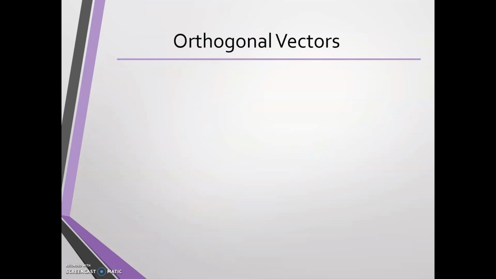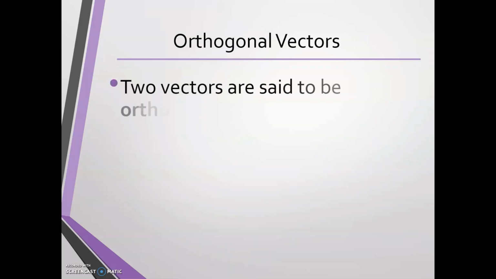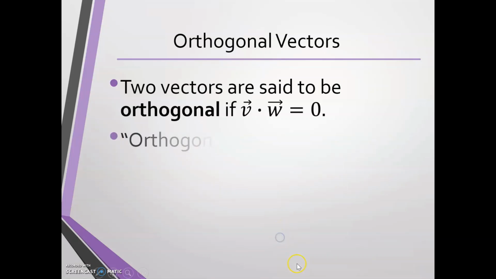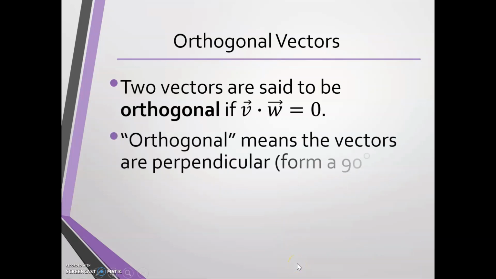Orthogonal vectors have a special dot product. Two vectors are said to be orthogonal if their dot product is 0. Orthogonal means that the vectors are perpendicular or form a 90-degree angle.